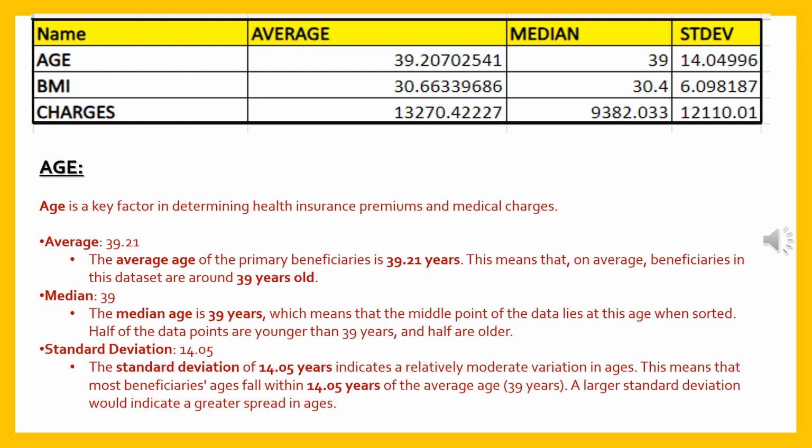So first we will see age. Age is a key factor. The average age is 39.21, the median age is 39, and the standard deviation of age is 14.05.